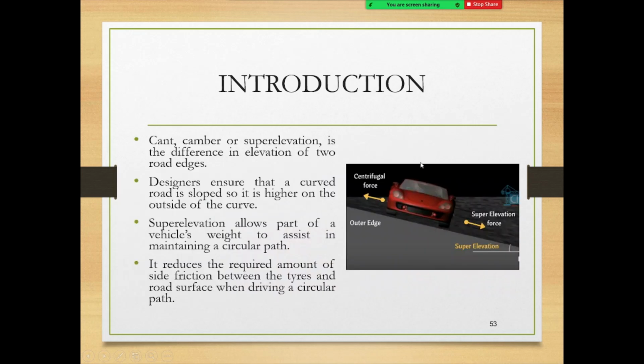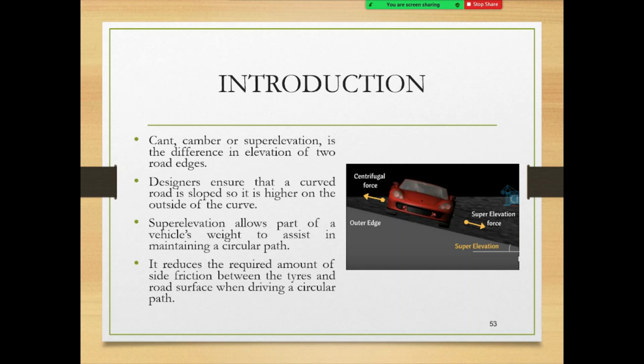These are some of the words that we use to describe superelevation: cant, camber, or superelevation. It's the difference in elevation of two road edges, if you consider from the center to the edge. Designers ensure that a curved road is sloped so it is higher on the outside of the curve. What do you mean by the outside of the curve?